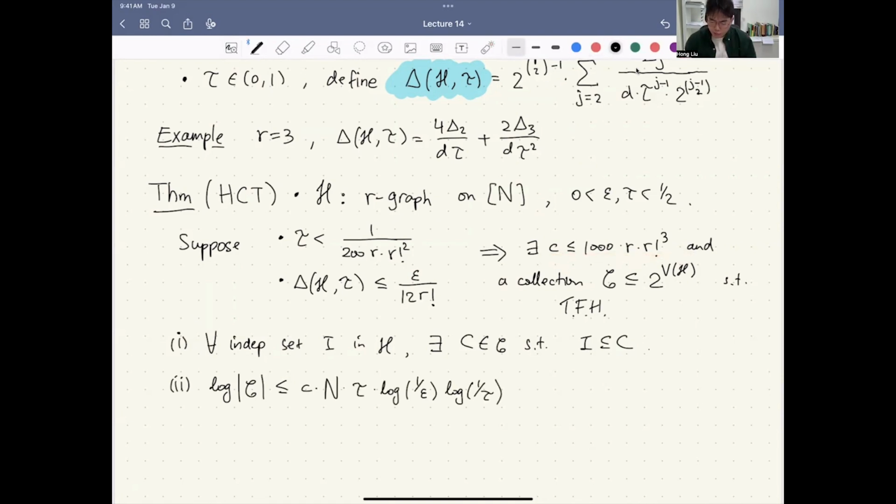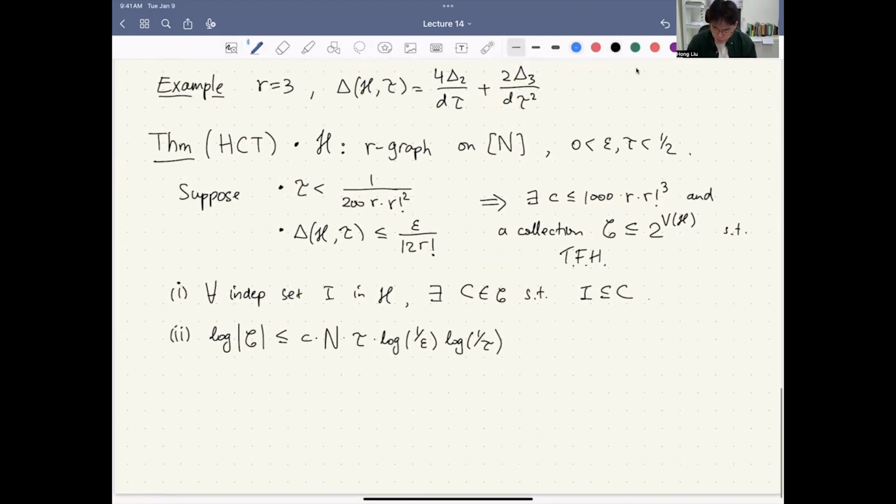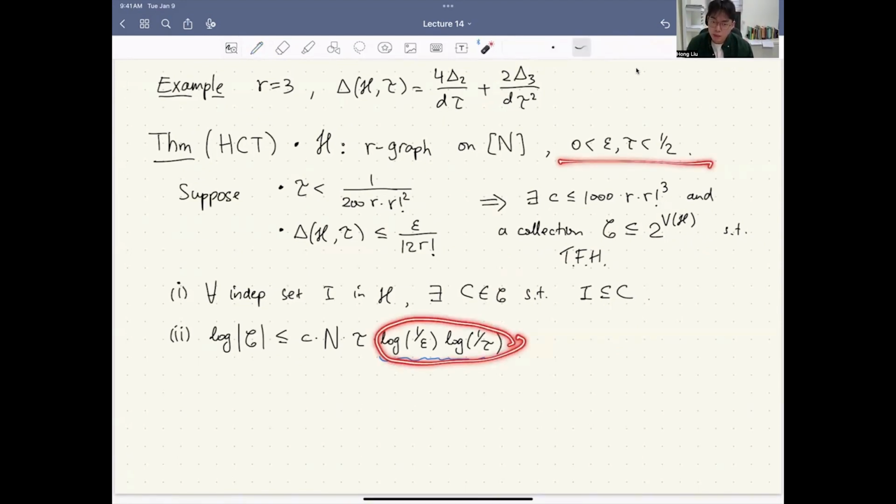So here a tiny remark is that this is usually a lower order term, because epsilon and tau are smaller than 1, so this is something bigger than 1. But because of the log, they grow quite slowly. Actually, oftentimes epsilon is an absolute constant, so you forget about it. Epsilon could also be a function, but because of the log, it's a lower order term.